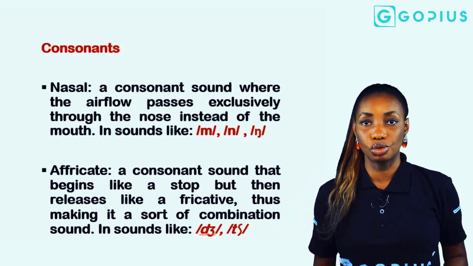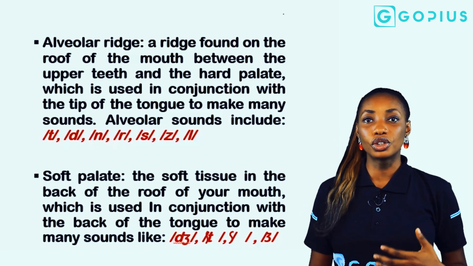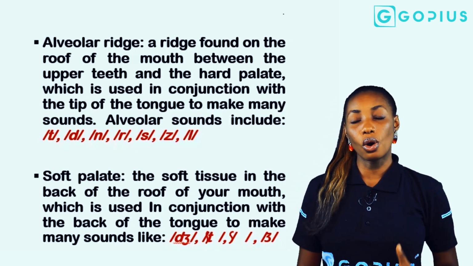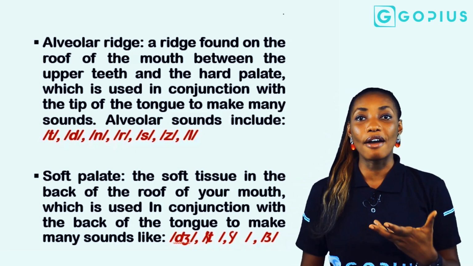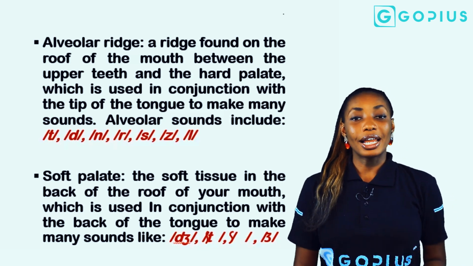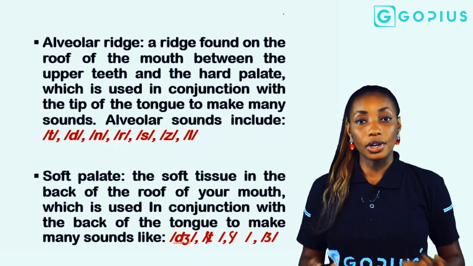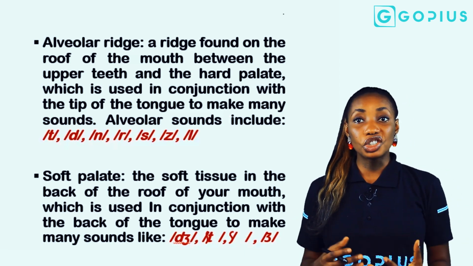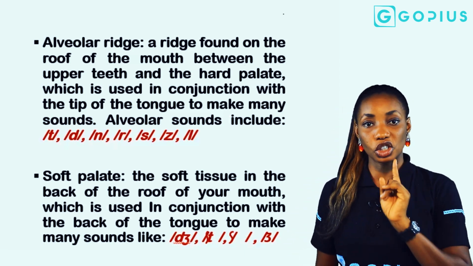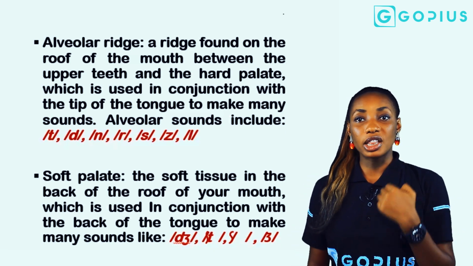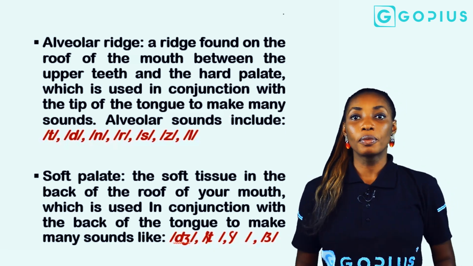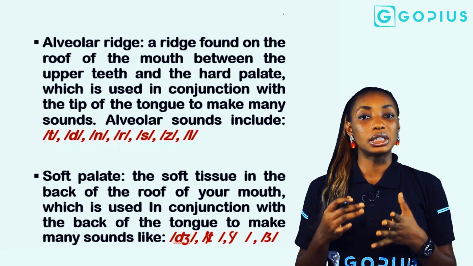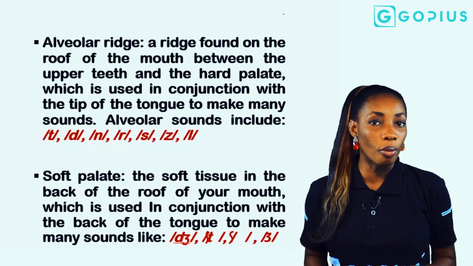A combination of the two. So now we're going to move on to the next description of the consonant sound, and that is the alveolar ridge. Alveolar ridge is a very popular term when it comes to naming of consonant sounds. The alveolar ridge is found on the roof of the mouth, just on top, between the upper teeth and the hard palate, which is used in conjunction with the tip of the tongue to make so many sounds.